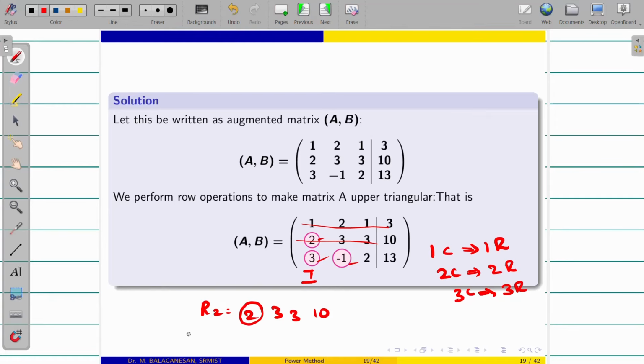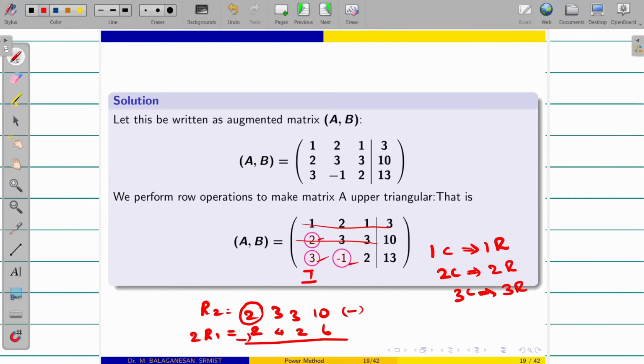So 2 into R1 is equivalent to 2, 4. It will be 1 into 2, 2. And then 3 into 2, 6. So multiply this by 2. 2 into R1, row 1, is 2, 4, 2, 6. So now we have to subtract it.